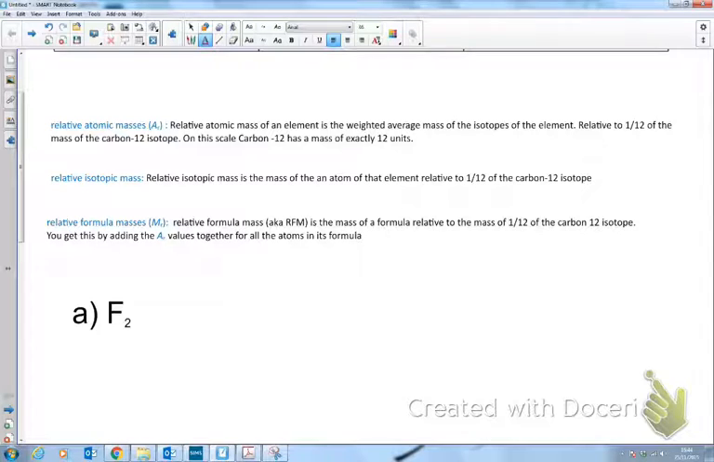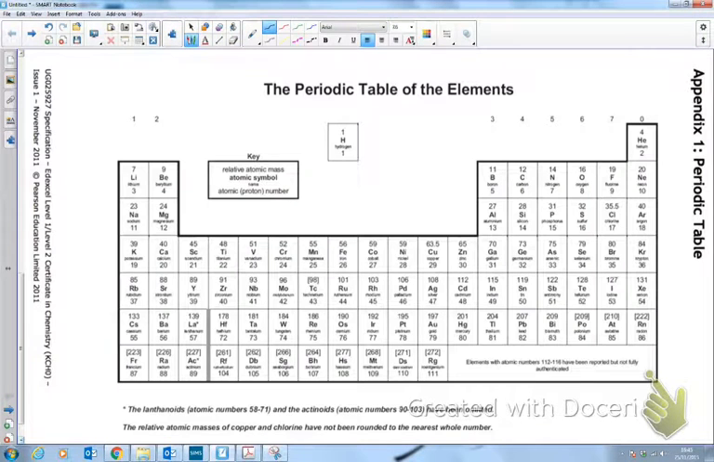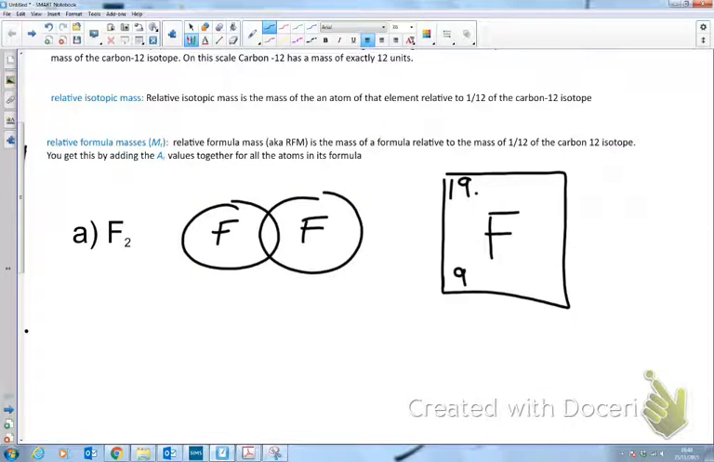Looking at the first example, we have F2, which is diatomic fluorine. We're going to get the relative molecular mass of this, the MR, by adding up the relative atomic mass of the two fluorine atoms. In the periodic table, fluorine is 19, with the top number being the relative atomic mass, looking at our key, and the bottom number being the atomic number. We use this information to work out the relative formula mass of a fluorine molecule. So 19 plus 19 equals 38. So the MR, or RFM, of a fluorine molecule is 38.